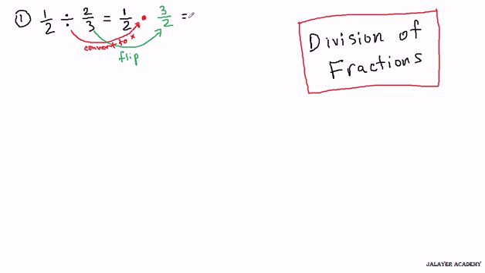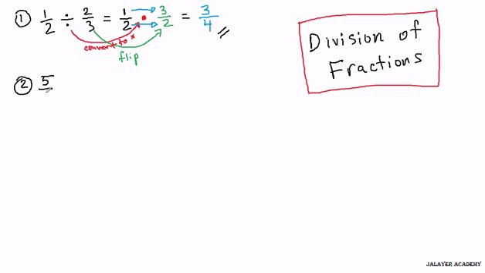So now you've converted this division problem into a multiplication problem, and we know how to deal with multiplication of fractions because we did it in the previous video. You just simply multiply across, and so we get 1 times 3 is 3, and 2 times 2 is 4, and guess what? That is our answer. Okay, so maybe it seems a little confusing, but we're going to do a few examples and you're going to see this is actually not that difficult.